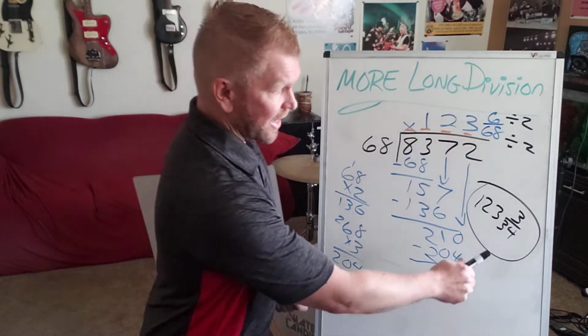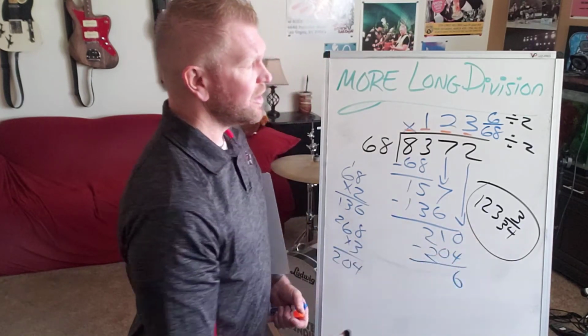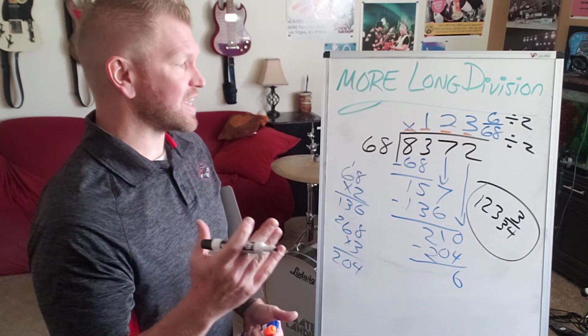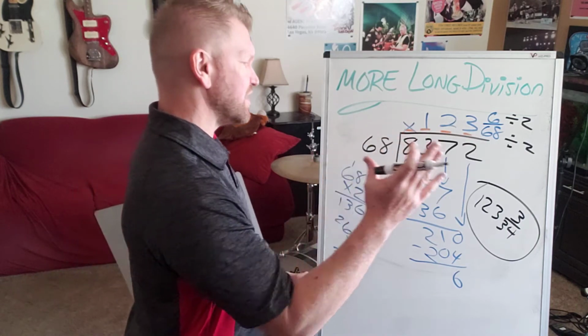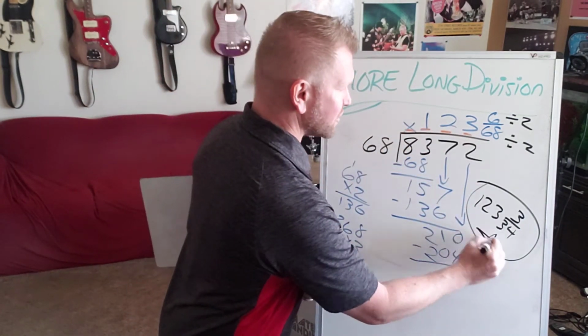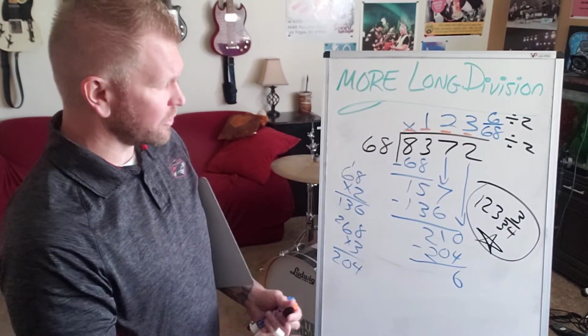Remember, the rule is add up the digits. 3 plus 4 is 7. 3 doesn't go into 7. That means that I can't divide that by 3, which means that this is already in simplest form. The answer is 123 and 3/34.